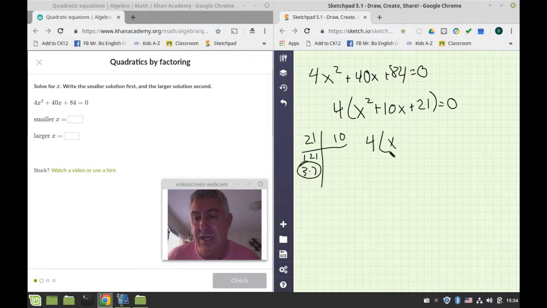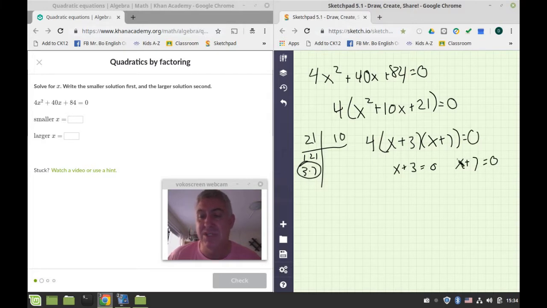So 4 times x plus 3 times x plus 7 is equal to 0, and so I know x plus 3 equals 0, or x plus 7 equals 0, and we saw that in the zero product property video from before. So x equals negative 3 or x equals negative 7. The smaller one is going to be the more negative, and a lot of my students have problems with this when they come in.